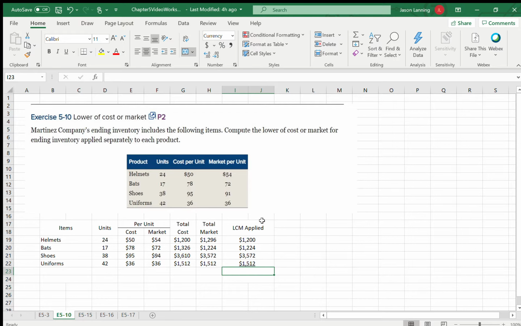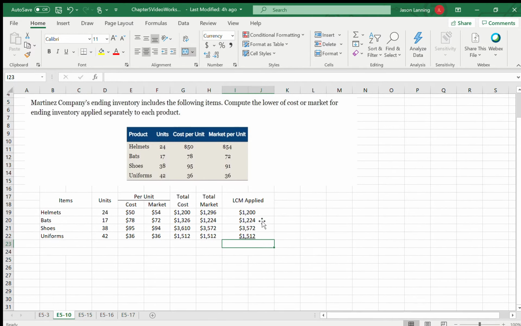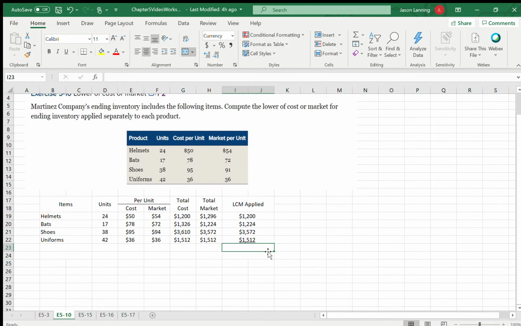Now, we're applying this separately to each product. If we total these items, what's been applied, we've got 12, 12, 24, 30, 31 each page, shoes 38. We would have 7,508. That would be our LCM here. So the lower of cost or market is really a simple thing. We just look at the total cost we paid for it versus the total market value of it now, and whichever is lower is what we have to record it at.